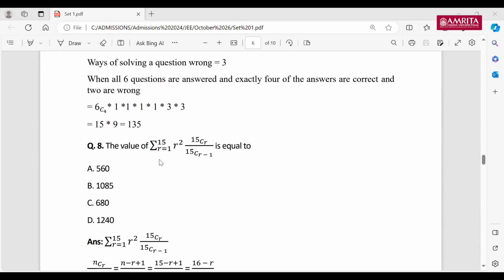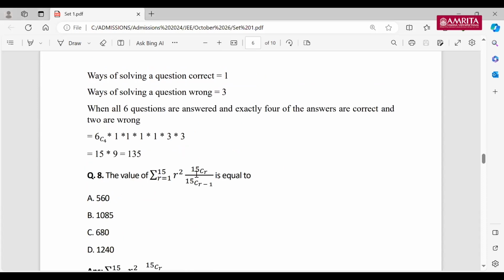The value of sigma r equal to 1 to 15, r square 15Cr by 15Cr minus 1. Just a simple formula will simplify this. What is the value of sigma r equal to 1 to 15, r square 15Cr by 15Cr minus 1? How will it be?